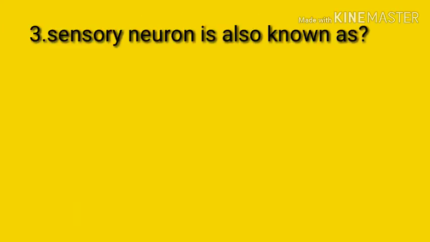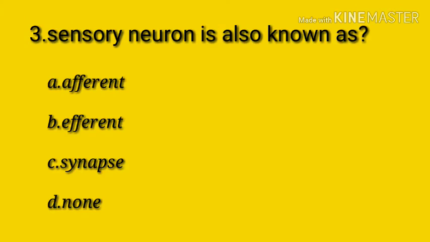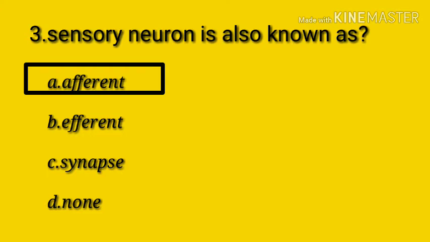Question number 3. Sensory neuron is also known as option A. Afferent, option B. Efferent, option C. Synapse, D. None. Answer is option A. Afferent neuron. Sensory neurons or afferent neurons are neurons in the central nervous system that convert a specific type of stimulus via their receptors in the brain. That is, sensory information from different sense organs reaches the brain by this sensory nerve or afferent nerve.